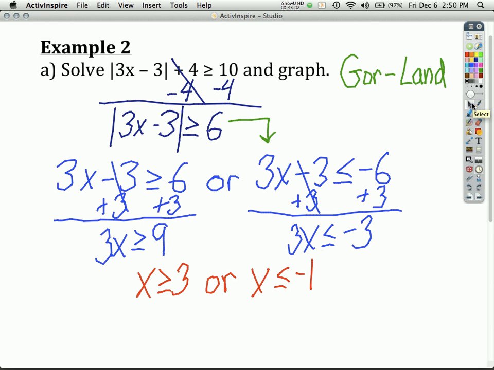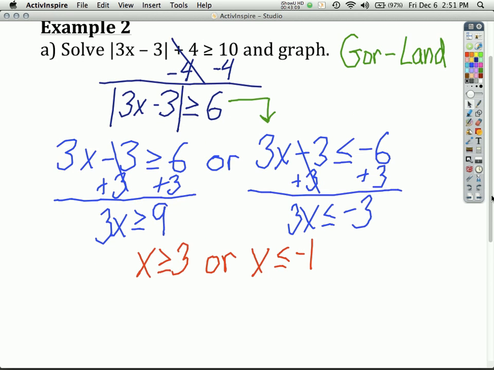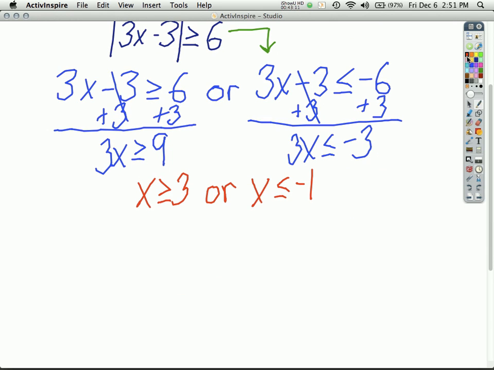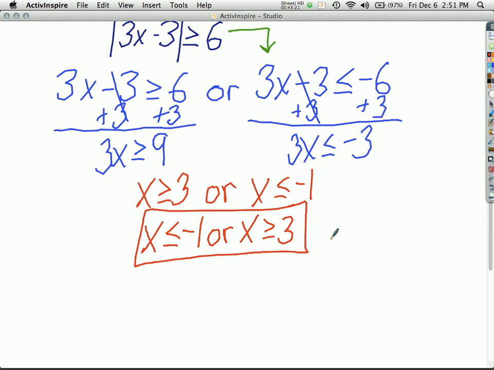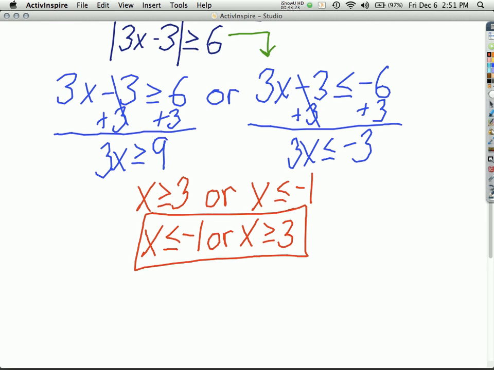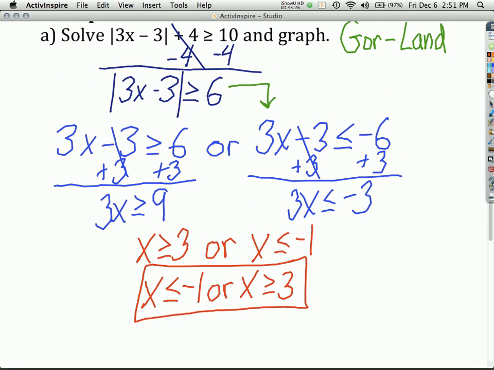Okay, so the best answer is to flip it around so that the smaller number is on the left. That's why I have encouraged you to do this. x is less than or equal to negative 1, or x is greater than or equal to 3. And that is by far the best answer, and you're going to see why in a second, because in this question we are asked to graph.